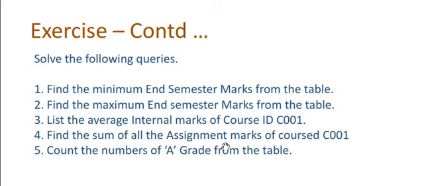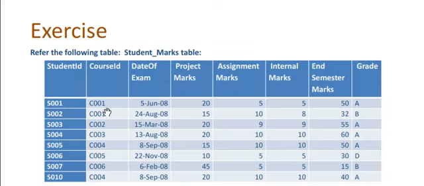Find the sum of all the assignment marks of course ID C001. I need to filter and consider only the C001 course and then perform the sum. Only these two assignment marks I need to take and add, 5 plus 10, that is 15. The output will be 15. If I want C004 assignment marks, C004 is here and C004 is here. Here 10 and here 10. 10 plus 10, 20 will be your output.